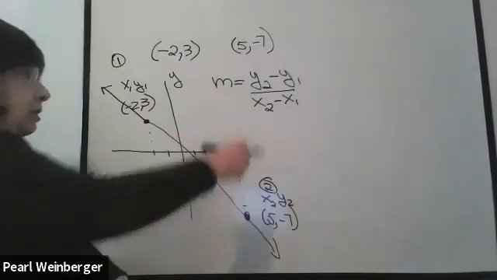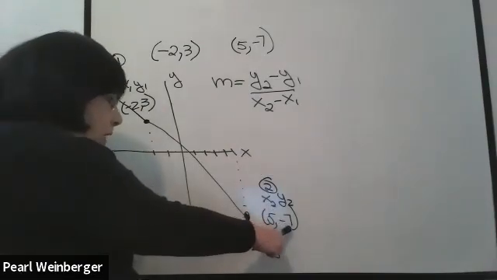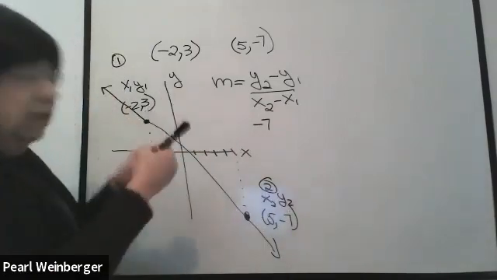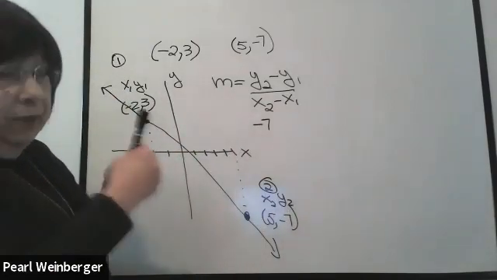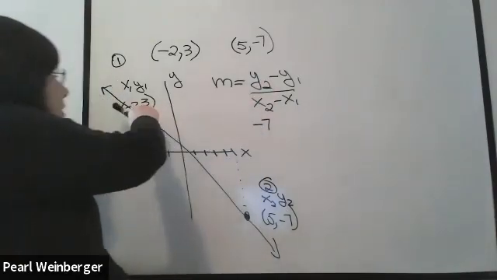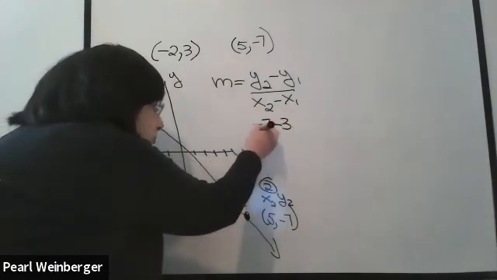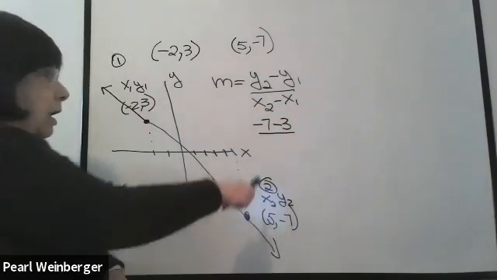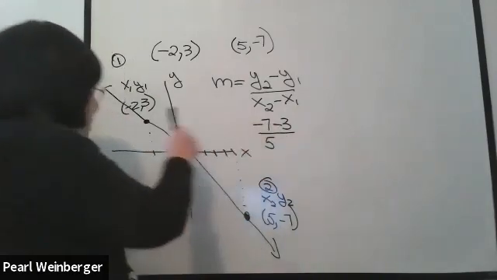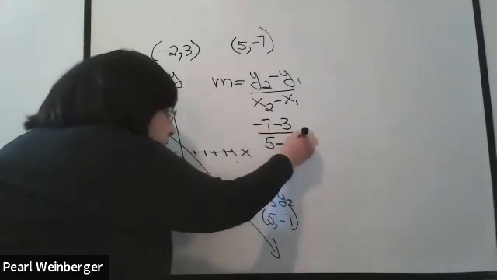So if I put these numbers into the formula, my y2 is -7. Remember, I've labeled it. I always like to label it so I don't make a mistake, because it's easy to make mistakes here. My y1 is 3, so my top becomes -7 minus 3. And my x2 is the 5 minus the x1, so it's minus -2.